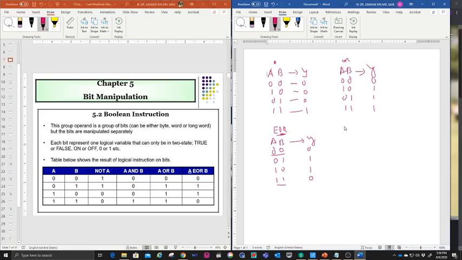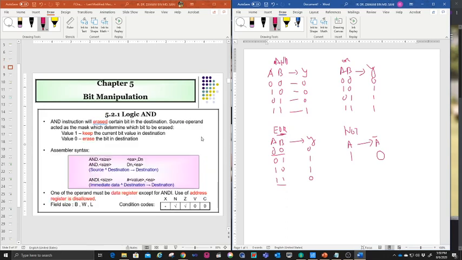And the last one is NOT. NOT is only one input. So you only have one input. No matter what A is, the output will be the inverted value of that. For example, if the value of A is 1, the result will be 0. Okay, so this is basically the truth table for the operations AND, OR, exclusive OR, and NOT.